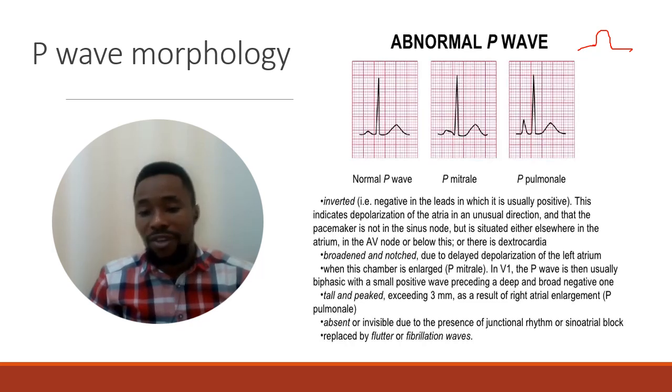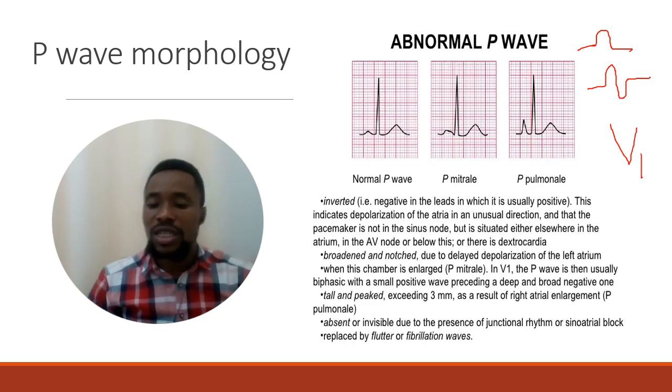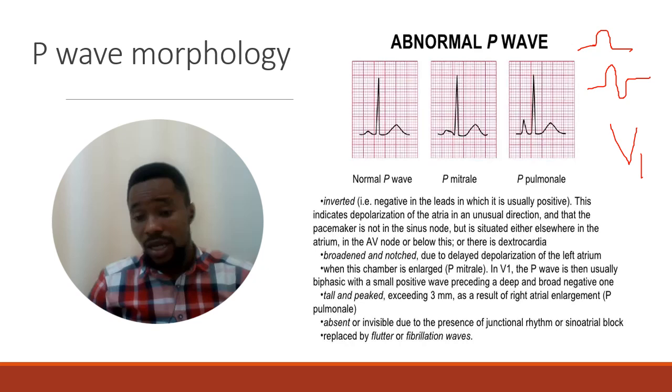Now, biphasic means it's going to be like this. Look at the screen. When your P wave is biphasic like this, you see that in lead V1. So in lead V1, the P wave is normally biphasic like this. Now, in this condition where the P wave is taller than 2.5 small boxes, you think right atrial enlargement, RAE, RAE.